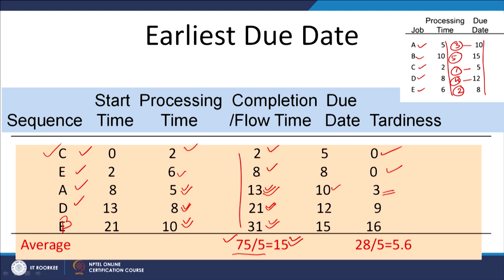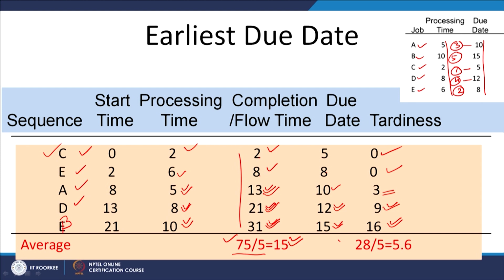Likewise, the job D is completed after 21 days, and the due date was 12. So, the tardiness will be 9. And the job B was completed after 31 days, and the due date was 15. So, the tardiness is 16, the difference of 31 and 15.